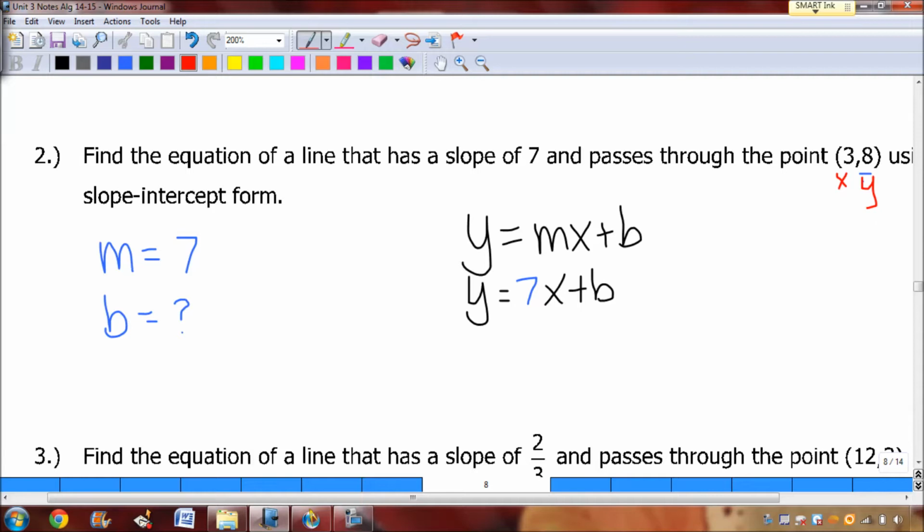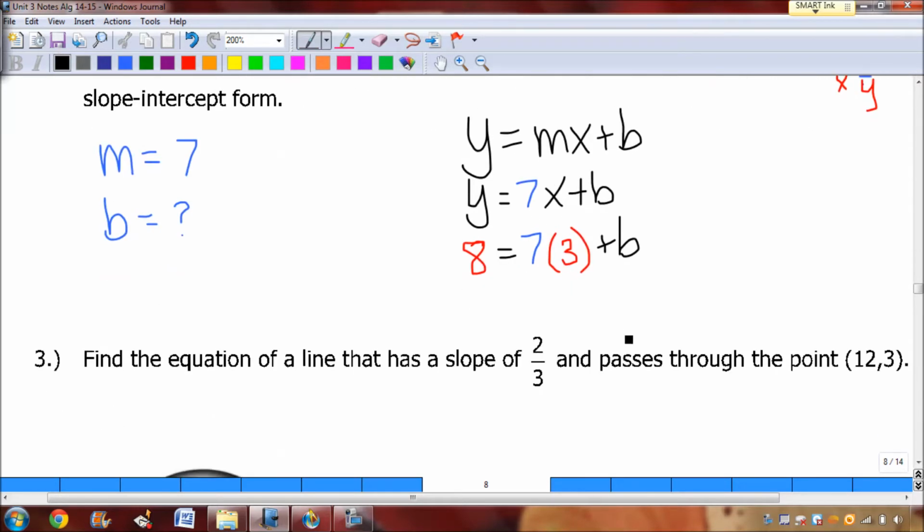This is one point of infinite points on the line. It doesn't matter what point I use, as long as it's on the line, I can plug in my information. So I'm going to plug it in. I know that y is 8, and I know the slope is 7. I know that x is 3, so I'm going to do 7 times 3, and then plus b. Now I have an equation with one variable. I can solve my equation, and then I'll be done.